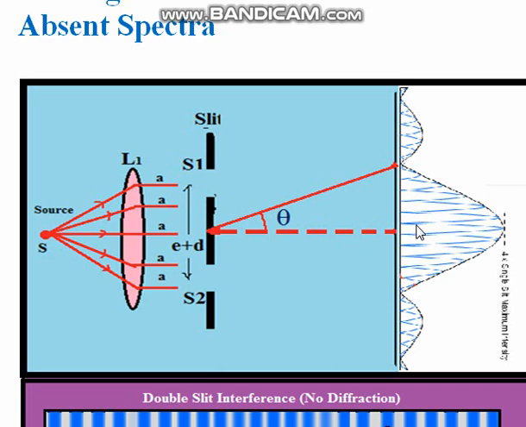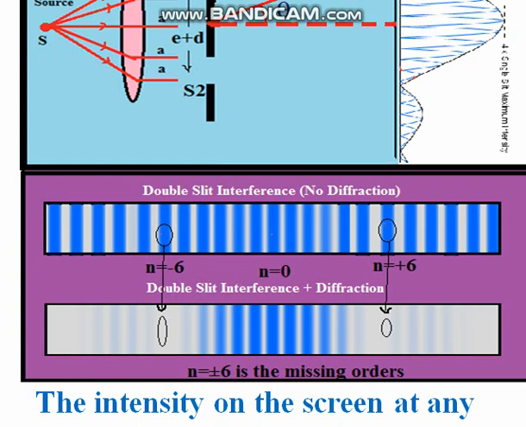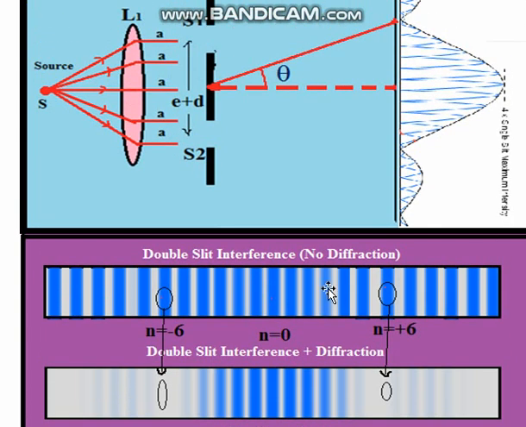We discussed all these concepts already in our previous video lesson, and I also discussed that the final pattern is in the shape of the interference pattern but of modified intensity due to the diffraction. So let's see the pattern here. You can see that this is the double slit interference pattern. There is no diffraction.